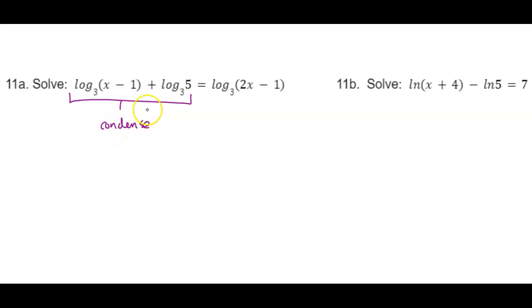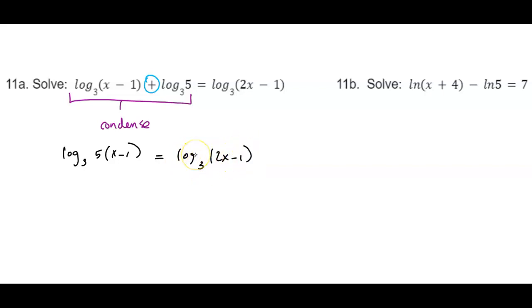Since we're adding them, I'm going to condense it as a product. So doing that, I've got log base 3 of x minus 1 times 5. I'm going to put the 5 in the front just because we usually put coefficients in the front. And the right stays the same. It's still log base 3 of 2x minus 1.